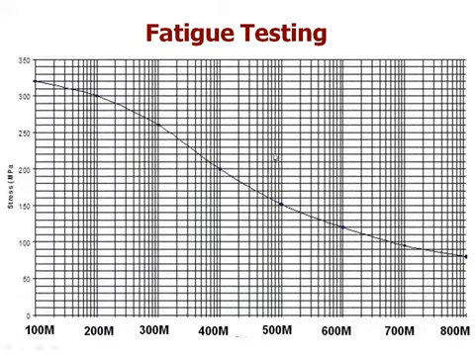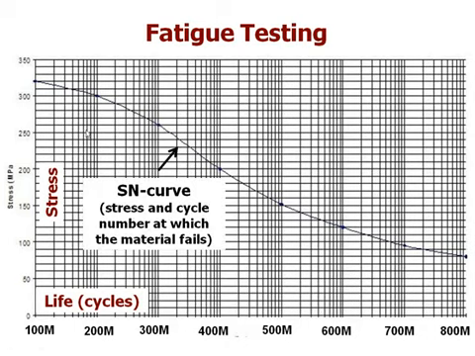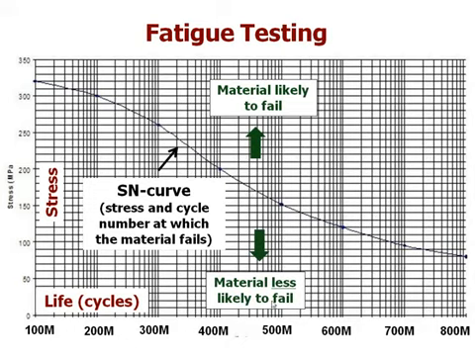Let's look at this in a little bit more detail. On the x-axis, you have life cycles, 100, 200, 300, 600 million cycles. On the y-axis, you have strain. You can also have stress or strain. And this is the SN curve. That is the stress and the cycle number at which the material will fail. Therefore, if your stress is above this line, then the material is likely to fail. If the stress is below this line, then the material is less likely to fail.